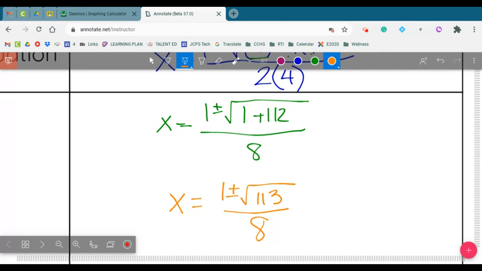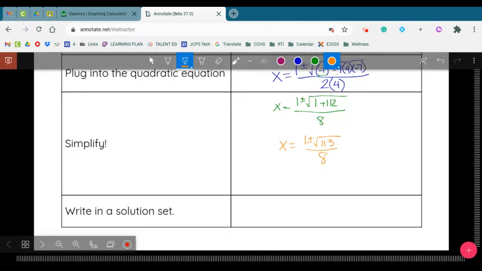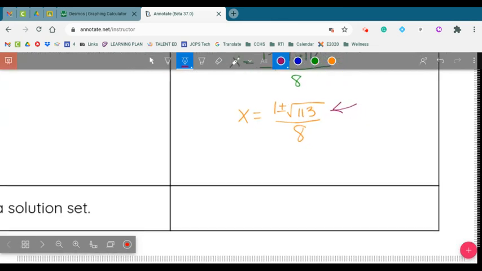So then you have to think if there is a perfect square inside of 113. I don't think there is. So that is just going to be our answer. If we can simplify the radical, we have to make sure we simplify it. If not, just leave it how it is. So then we write this in a solution set: 1 plus or minus the square root of 113 divided by 8.